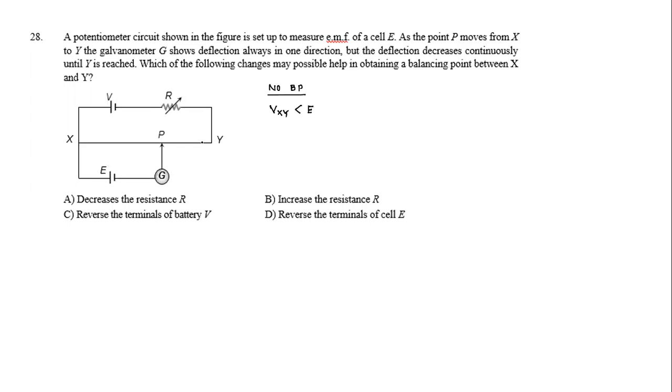So what do we need to do to increase the potential difference across X and Y? Of course, you could increase the EMF of the battery, but that is not one of the options. What else can be done to increase the potential drop from here to here is to reduce the potential drop across this. And how do we reduce the potential drop across this variable resistance? By decreasing the value of the resistance. So decrease the resistance. That may help you obtain the balance point. It may. Why only may? If V is less than E, even if you make it 0, we will not get a balance point. But that's the only option which may help in obtaining the balance point here.